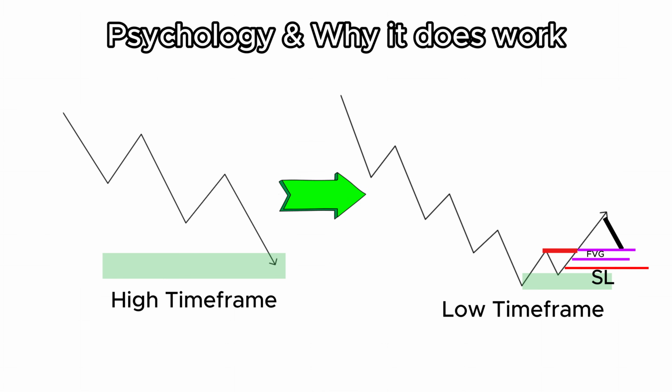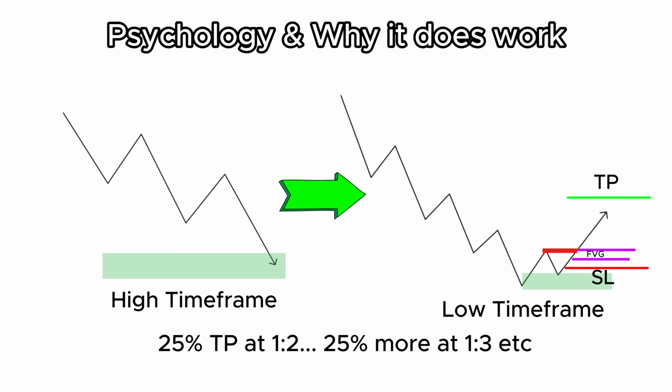But usually I look for minimum 1 to 2 risk to reward trades, and 1 to 3 being my favorite one. You can also look for higher risk to reward ratio, but to avoid price going up and then reversing into the stop loss, you could take partial profits, for example 25% profit at 1 to 2, then another 25% at 1 to 3, and so on.